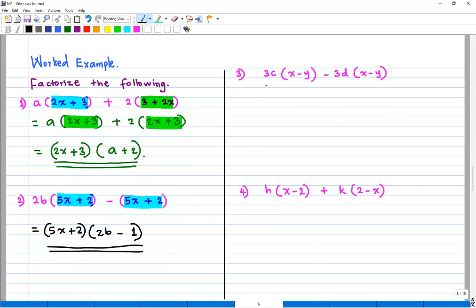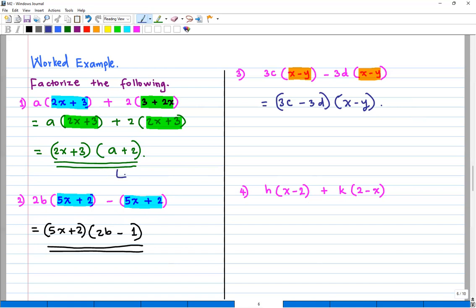Part 3, we have 3c into x minus y minus 3d into x minus y. Now look, this is x minus y and this is x minus y. So that is okay. So we are going to have it as 3c minus 3d into x minus y. We write it once. Okay. One more thing that you need to know, here the order does not matter. Okay. We can swap the sides, no problem.